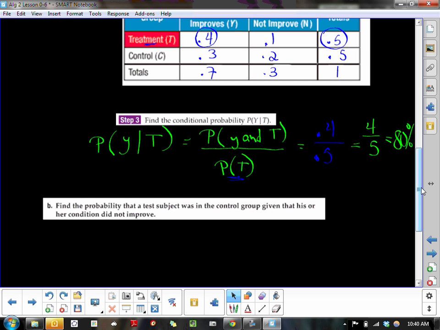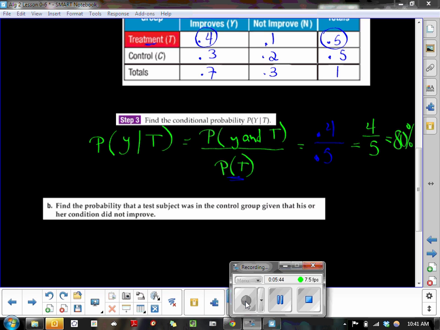It says, find the probability that the test subject was in the original control group given that, let me read again. Find the probability that the test subject was in the control group given that his or her condition did not improve. Okay, so I'm going to come back to that in just a moment.